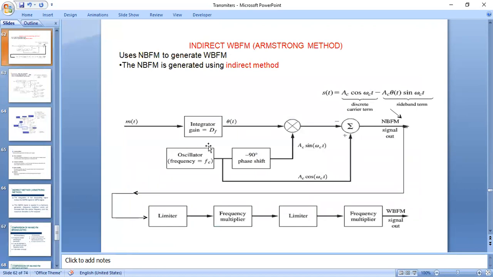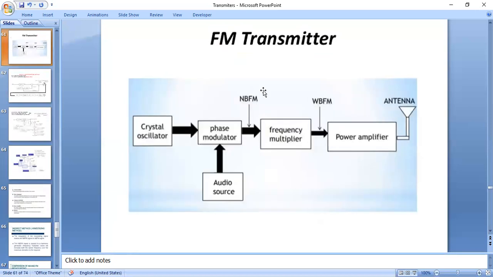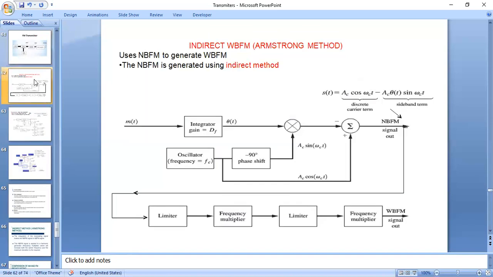So this is the actual block representation of how the narrowband FM will be obtained at the output by using a phase modulator. So this is the internal diagram of the Armstrong method. So first m(t) will be integrated so that we will get the phase modulated signal.